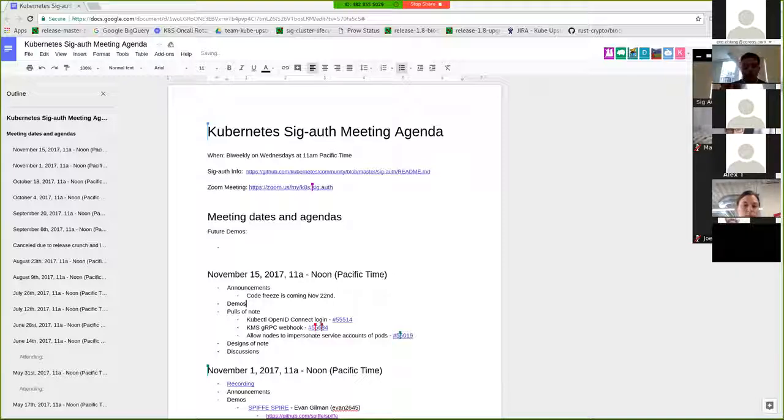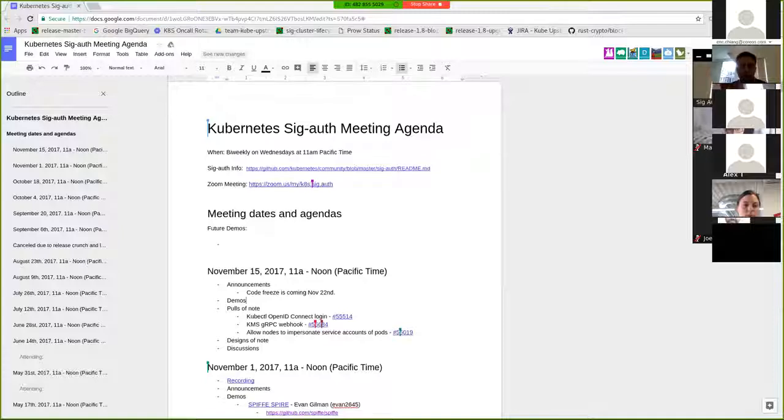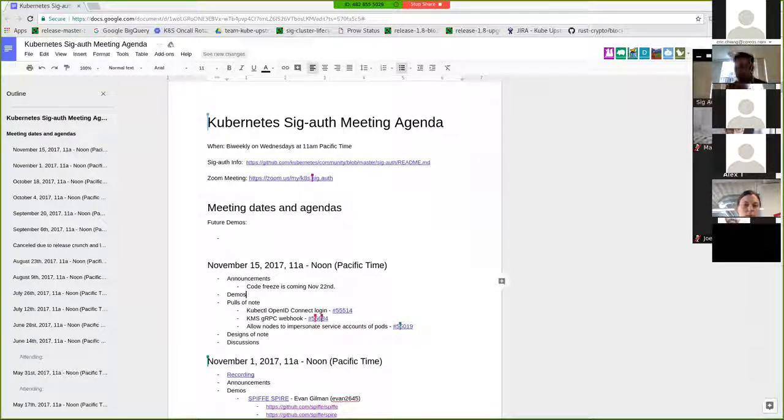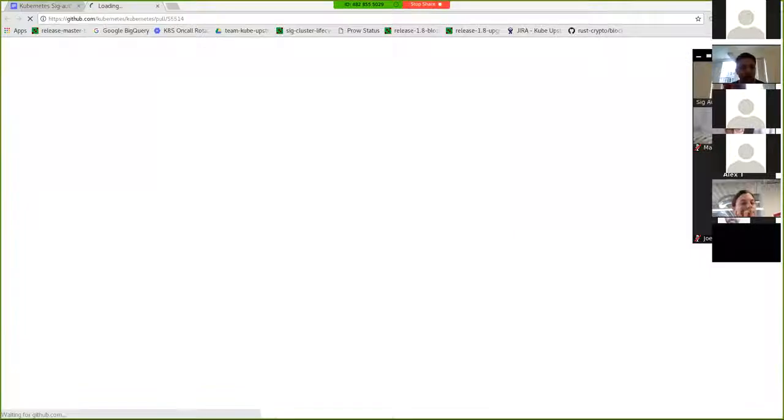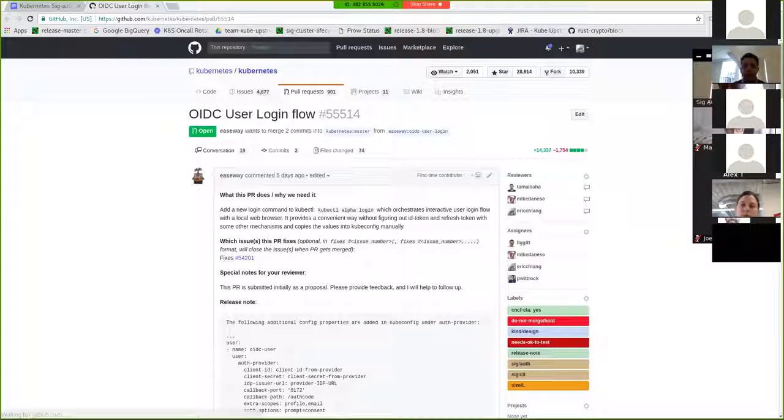Awesome. We have no demos today, so we'll just move on to PRs of note. And the first item is something that I put on there and wanted to sort of discuss a little bit. Somebody opened, and I apologize because I think they used an alias for their PR, an OpenID Connect user login flow for a kubectl auth subcommand.